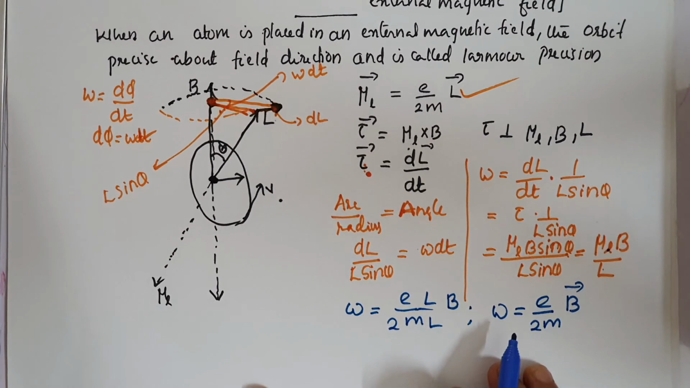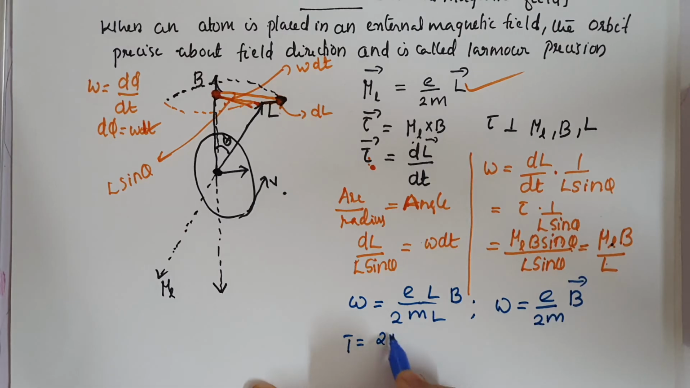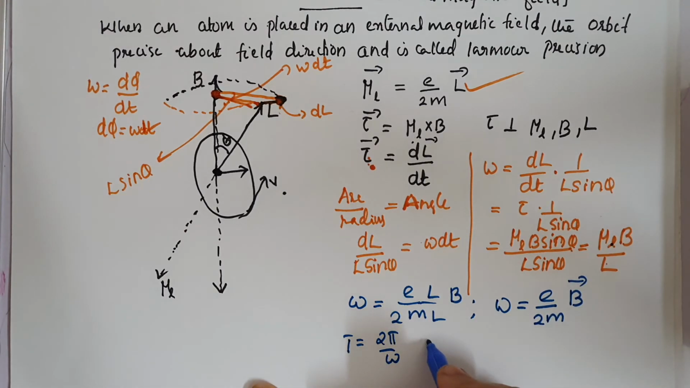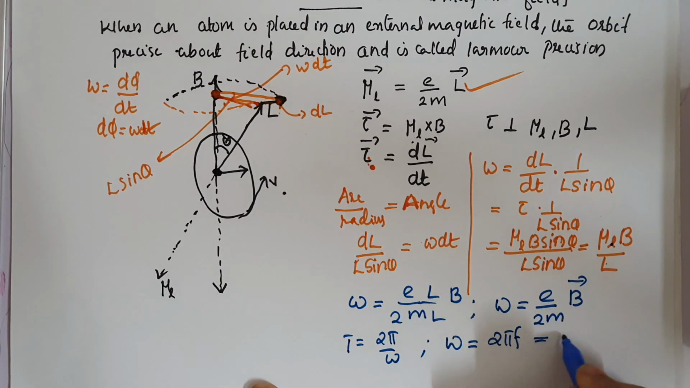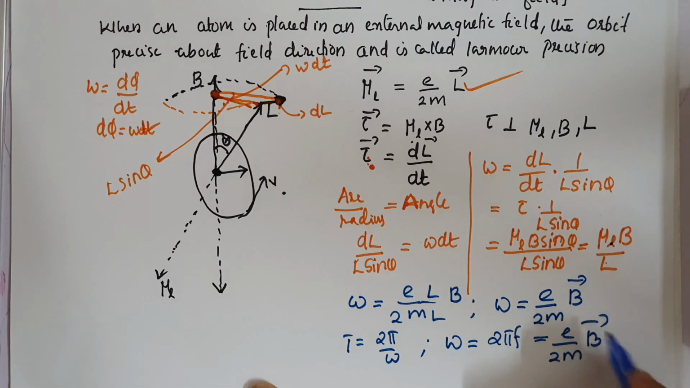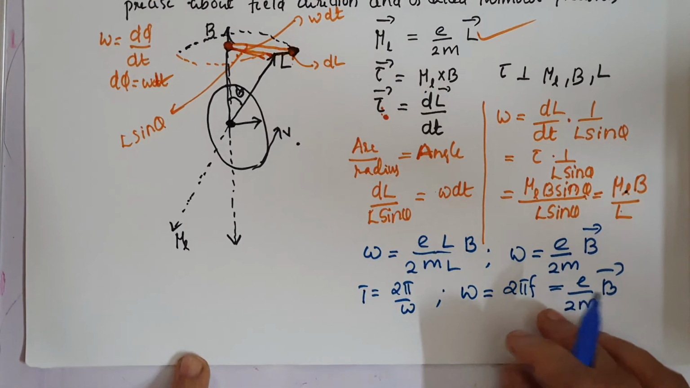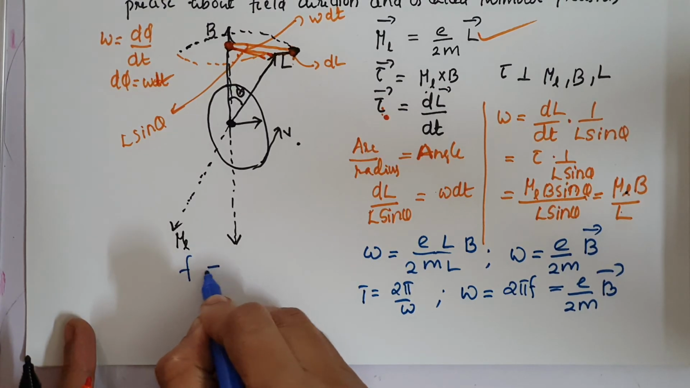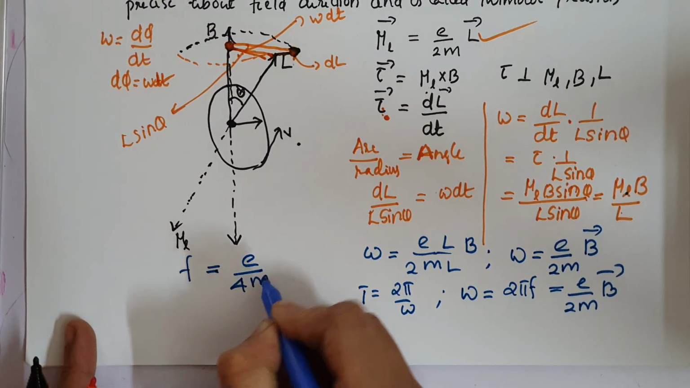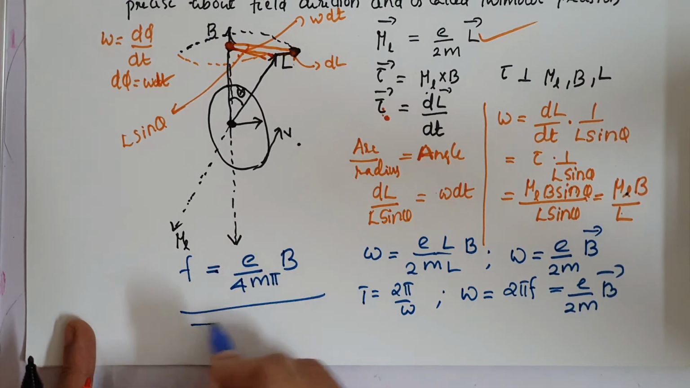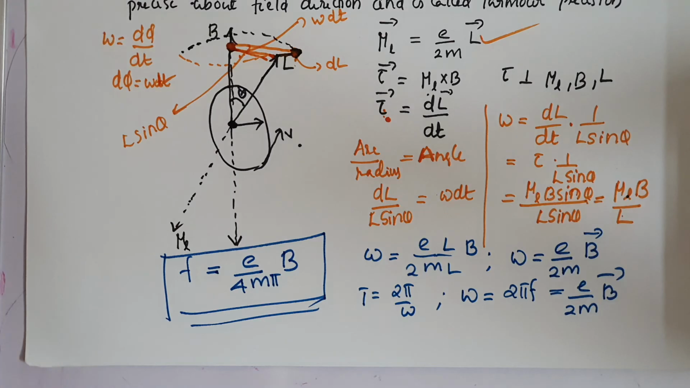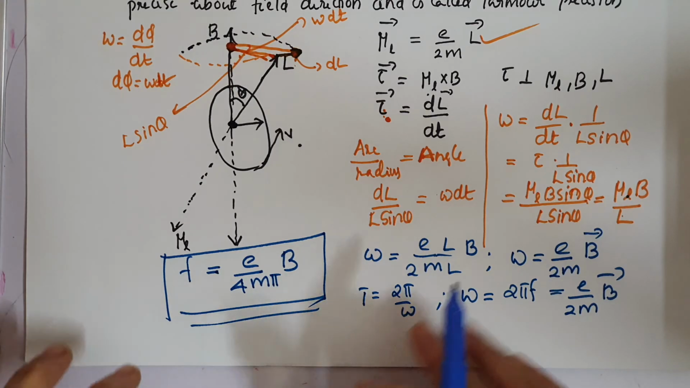But we know that the period T is equal to 2 pi by omega, or omega can be represented in terms of frequency: omega is equal to 2 pi by T or 2 pi f. So omega equals 2 pi f equals e by 2m into B. Therefore the Larmor precession frequency f can be written as e by 4 pi m into B. This is the expression for the Larmor precession frequency, where e is the charge of the electron, m is the mass of the electron and B is the applied magnetic field.